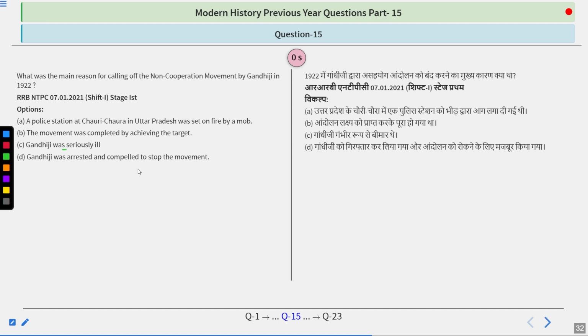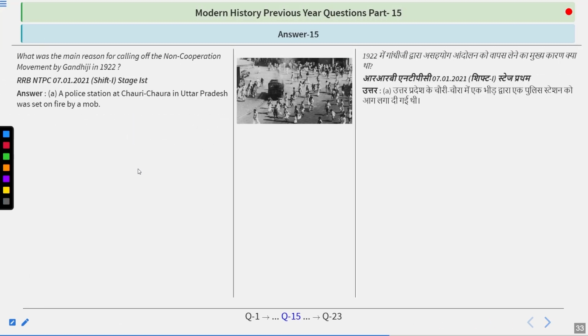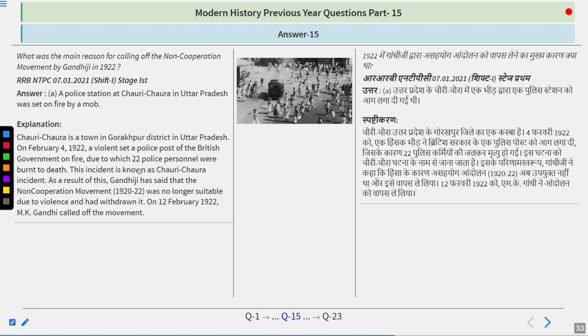And I guess the question is very simple and the answer is very simple also, because the answer is police station at Chauri Chaura in Uttar Pradesh was set on fire by a mob. So, Chauri Chaura is a town in Gorakhpur district in Uttar Pradesh. On 4th February 1922, a violent mob set a police post of the British government on fire, due to which 22 police personnel were burned to death. This incident is also known as the Chauri Chaura incident.